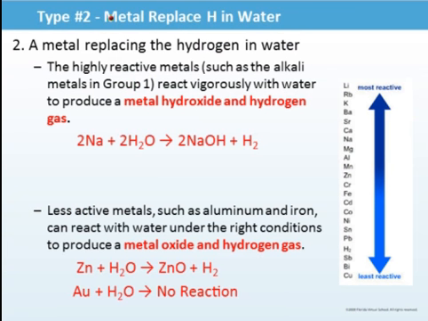Type number 2, we have a metal replacing hydrogen in water. Honestly, we work through it the exact same way. Nothing new. If we have sodium and you see H2O here, remember that H2O is the same thing as hydrogen hydroxide, HOH. Remember that? Okay, so the sodium is going to try to replace H.